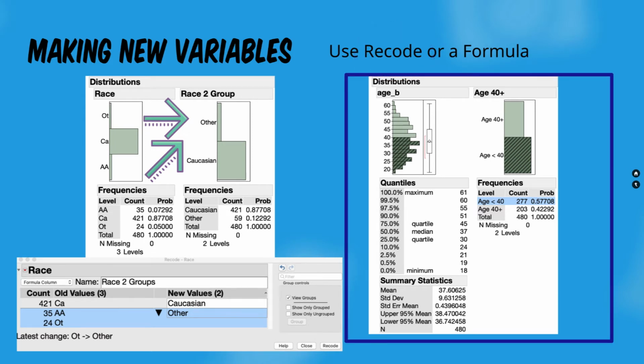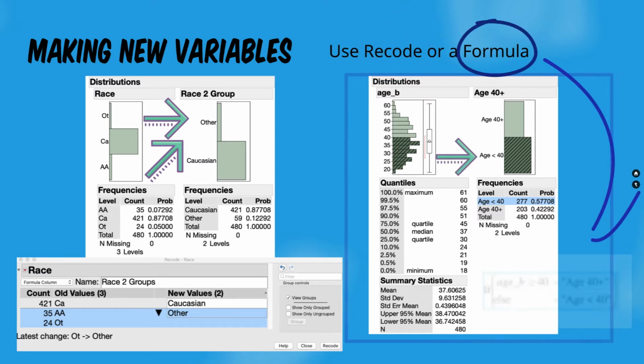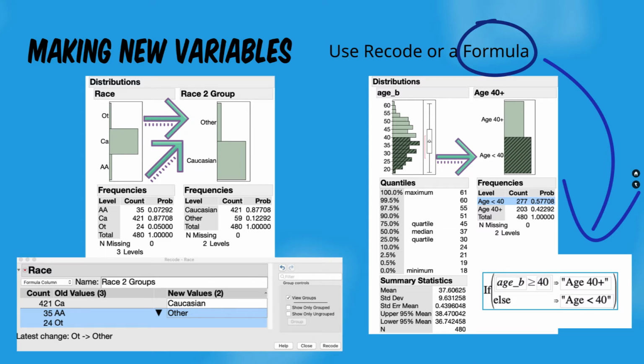For age, you may have questions regarding age, people being over or under the age of 40. So less than 40 or 40 plus. Because there are so many options for age, doing a recode would be very difficult and time consuming, and in this case, you would want to use a formula. This is a relatively straightforward formula and only creates two groups from age. So age was collected as a continuous numeric variable, and in this case, dichotomized for people who are 40 or older and those who are younger than 40 years of age.